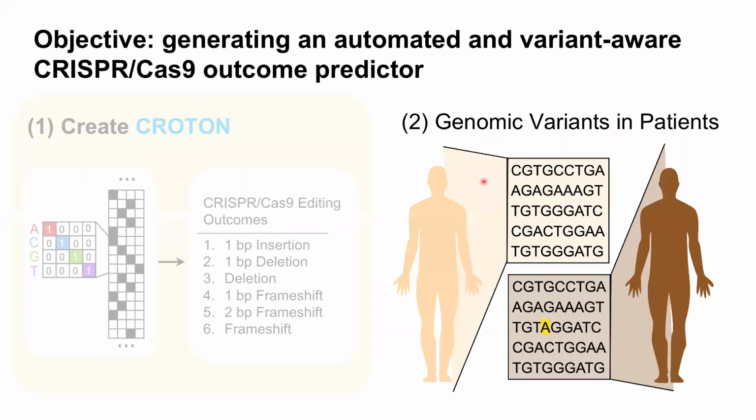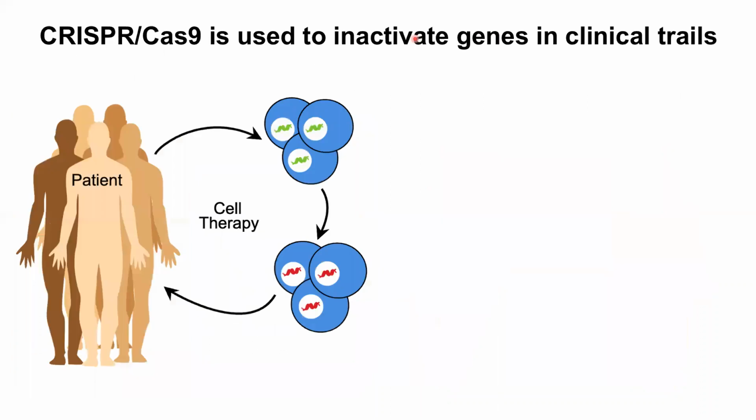And this brings us to our second research objective, which was making CROTON variant aware. We work to utilize CROTON to explore how genomic variation affects CRISPR-Cas9 editing outcomes in a clinical context, essentially in a patient context. So this analysis is especially pertinent because CRISPR is currently being used to inactivate genes in several clinical trials. And this is often through cell therapy, where researchers take cells from a patient, they inactivate a particular target gene, and then they reinsert these cells into the patient.